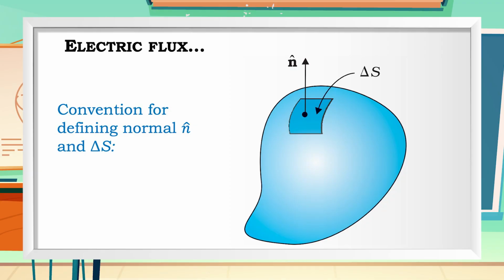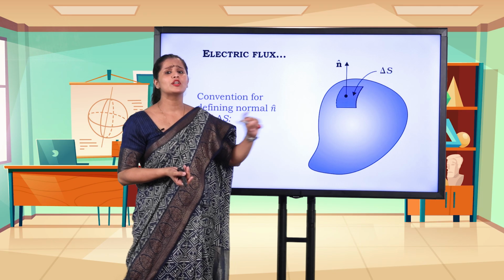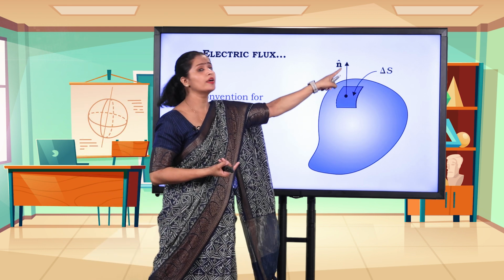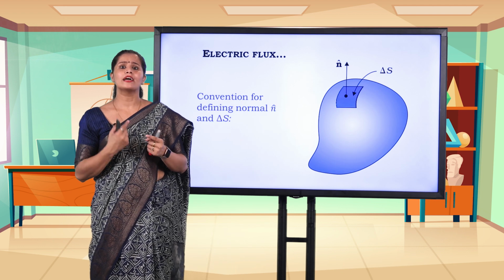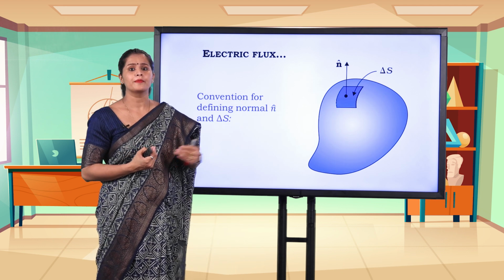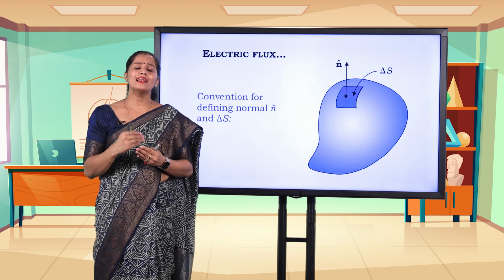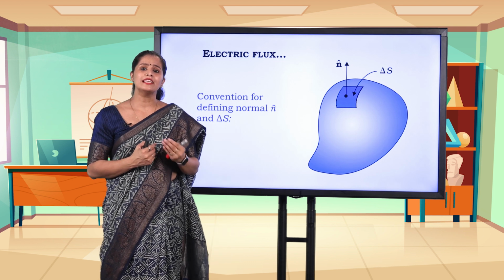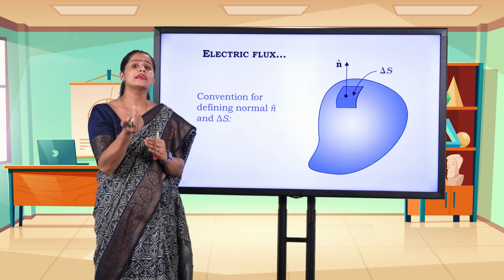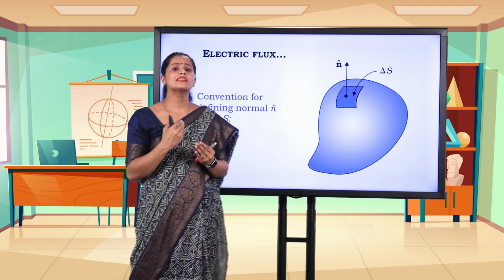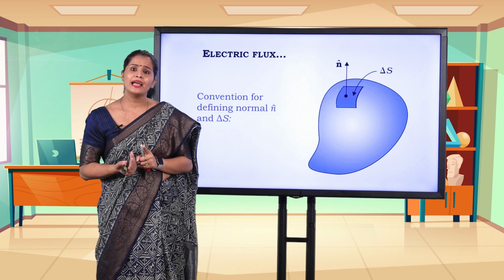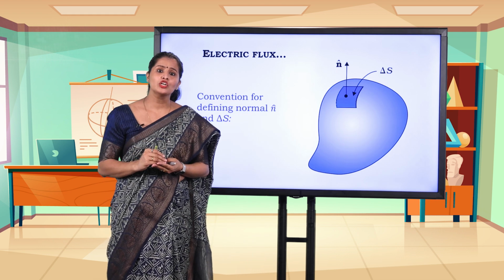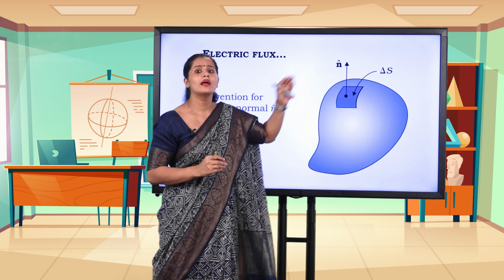The vector associated with every area element of a closed surface is taken to be in the direction of the outward normal. This is the convention used in this figure. Thus, the area element vector delta S at a point on the closed surface equals delta S n cap, where delta S is the magnitude of the area element and n cap is the unit vector in the direction of the outward normal at that point.